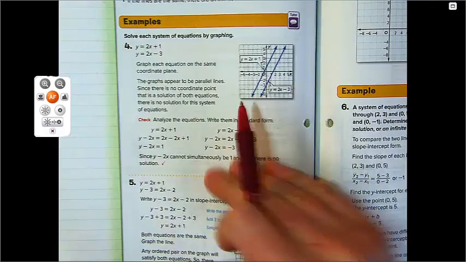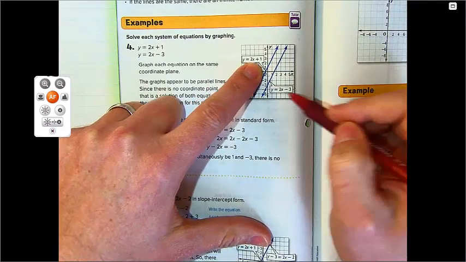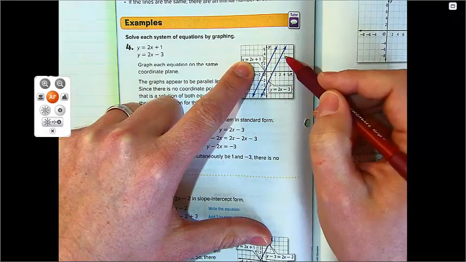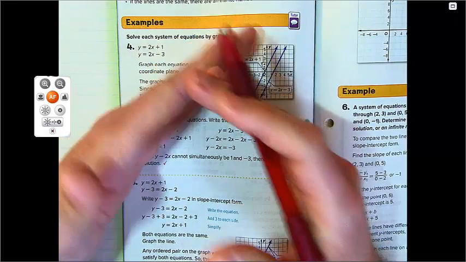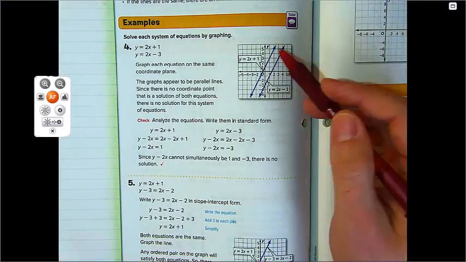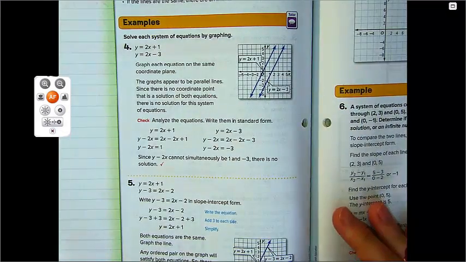However, if lines are parallel, meaning they have the same slope, but different y-intercepts, different b's, these are never going to meet. So we are never going to have a solution for these because they never meet. So, write that down there. That's basically all this is telling you. You can read it more if you want to.